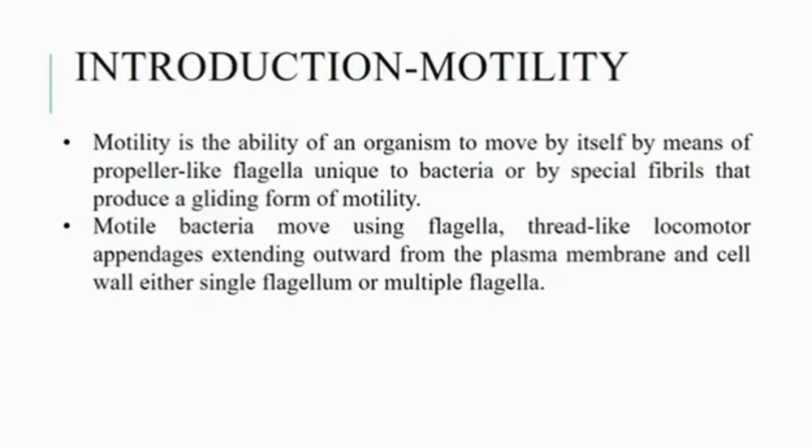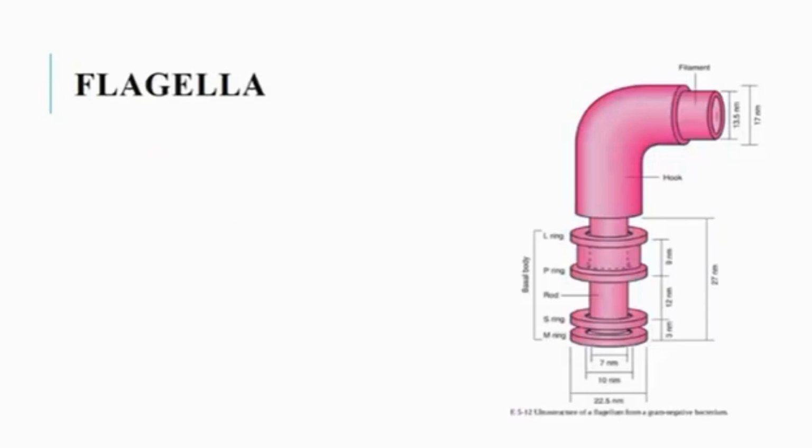Motility. Motility is the ability of an organism to move by itself by means of propeller-like flagella unique to bacteria or by special fibrils that produce a gliding form of motility. Motile bacteria move using flagella, which are generally thread-like locomotor appendages extending outwards from the plasma membrane and cell wall. Either it can be a single flagellum or it may be multiple flagella.